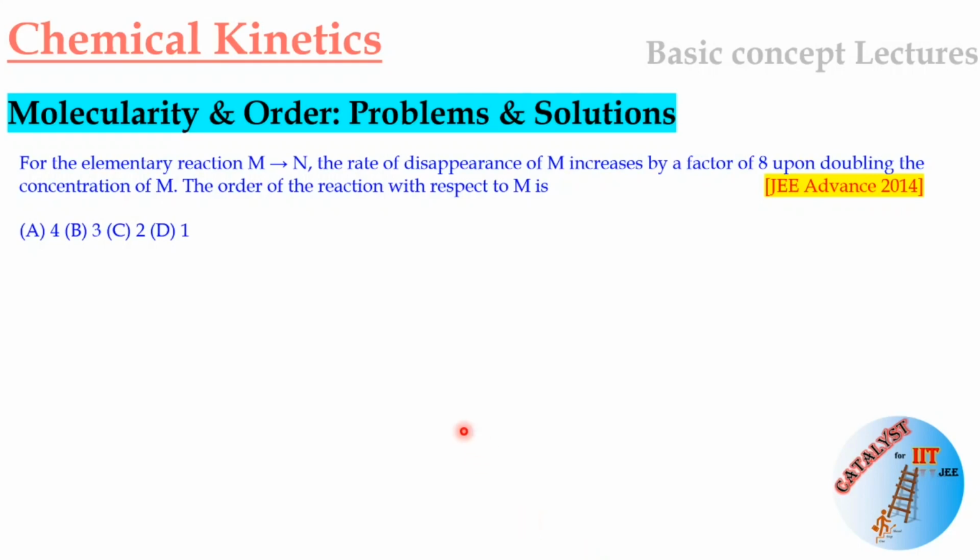Now after learning these things, let us solve two questions with solutions, where the question is from JEE Advanced 2014 and it is directly on order of a reaction. Now this is an elementary reaction M to N. The rate of disappearance of M increases by a factor of 8 upon doubling the concentration of M. What is the order of the reaction with respect to M?